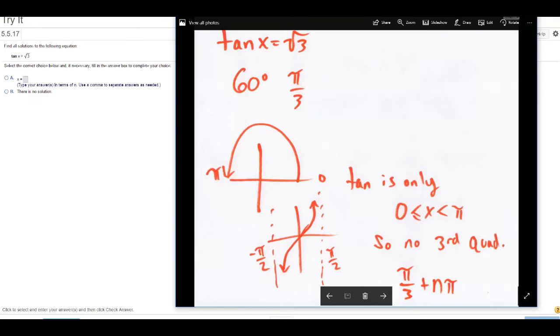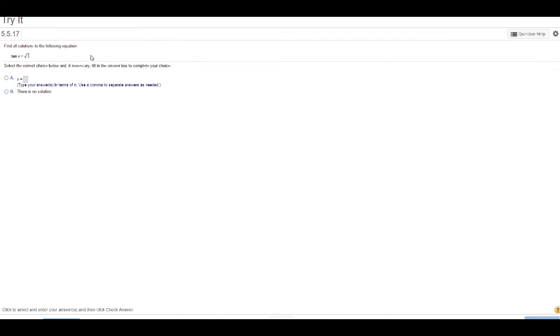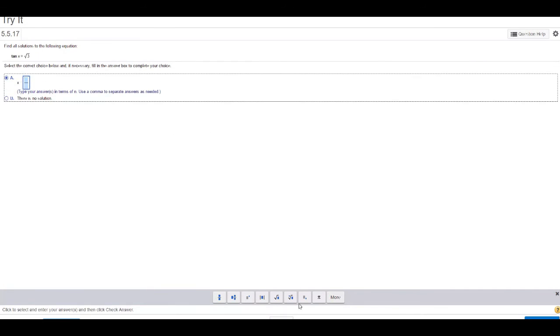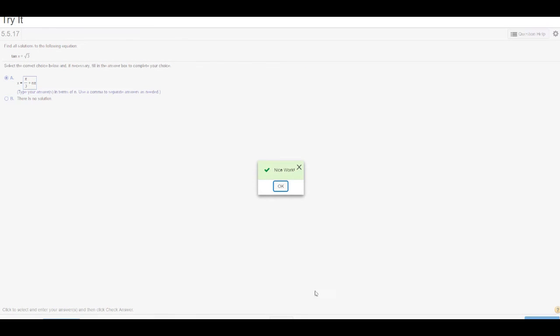So we'll try to plug that in here, pi over 3 plus n pi. Could also put pi over 3 plus pi n. The order does not matter there. Go ahead and test me on that one. Pi over 3 plus n pi. And there we have it. There was no comma and then adding in that third quadrant because, again, tangent is only from 0 to pi.